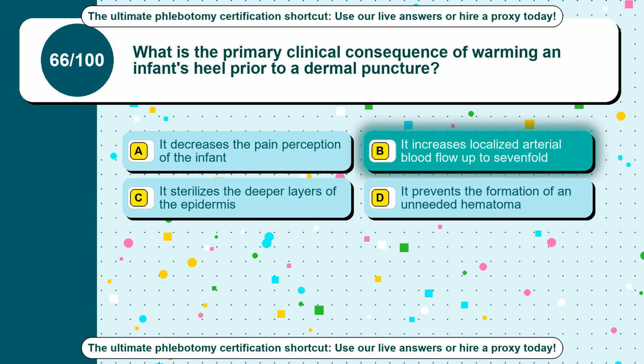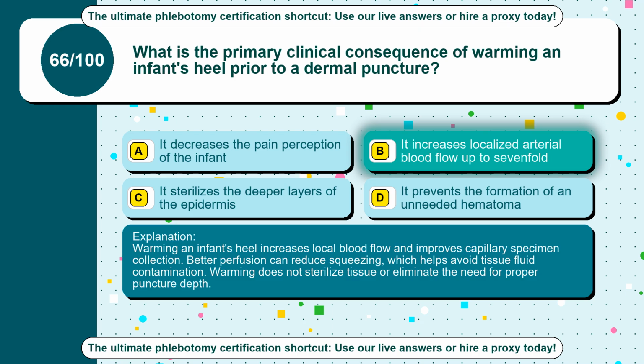The correct answer is option B. It increases localized arterial blood flow up to 7-fold. Warming an infant's heel increases local blood flow and improves capillary specimen collection. Better perfusion can reduce squeezing, which helps avoid tissue fluid contamination. Warming does not sterilize tissue or eliminate the need for proper puncture depth.